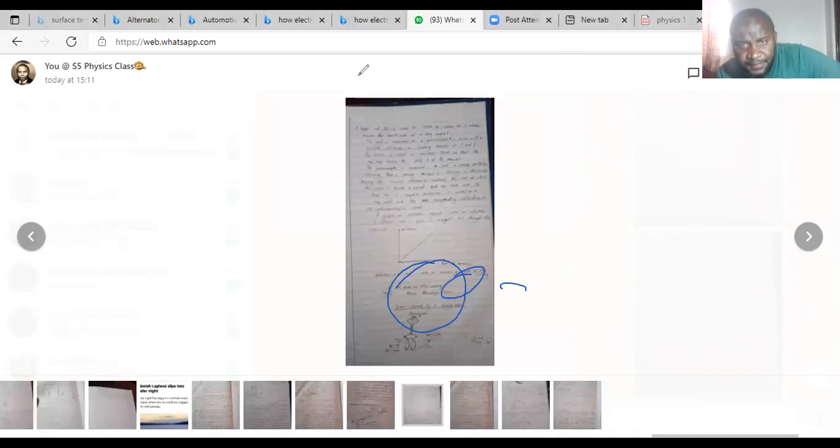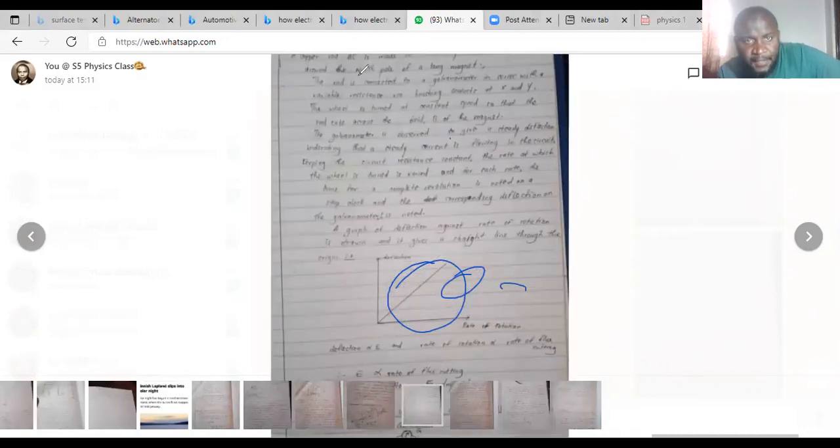So what does it say further? The wheel is turned at a constant speed so that the rod cuts across the field. The galvanometer is observed to give a steady deflection, indicating that a steady current is flowing in the circuit. Keeping the circuit resistance constant, the rate at which the wheel is turned is varied. For each rate, the time of completion of a revolution is noted. So every time you turn the wheel and make a complete revolution, you note the time of revolution, and you also note the rate at which the wheel has been turned.